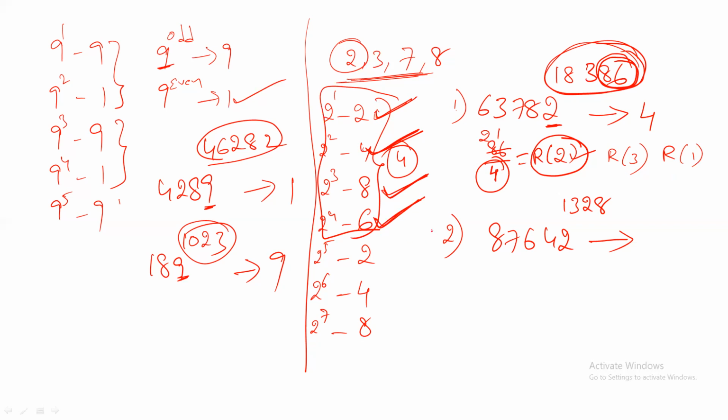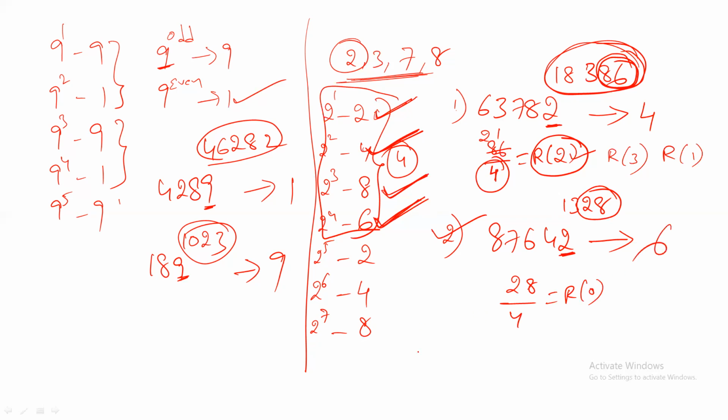Now, can you tell me the answer for the second question? The number ends with 2. Here the power is 28. Take only the last two numbers in the power. 28 divided by 4, what will be the remainder? The remainder is 0, so take the last number, which is 6. So the answer is 6. That's it.